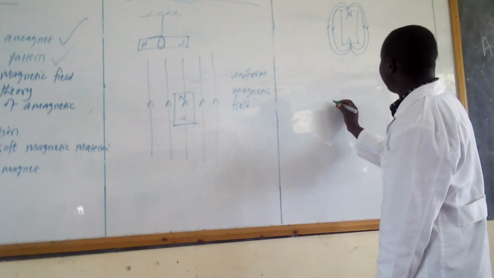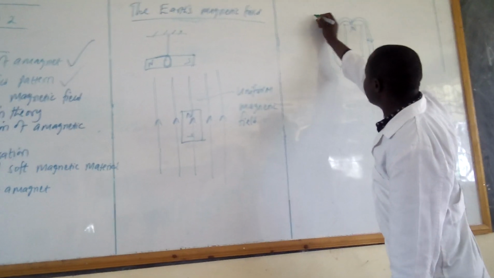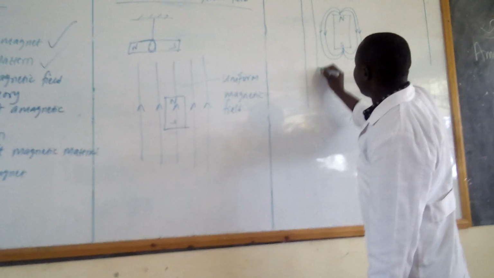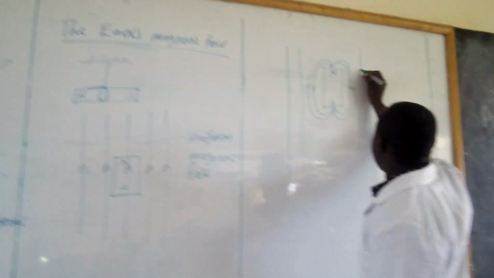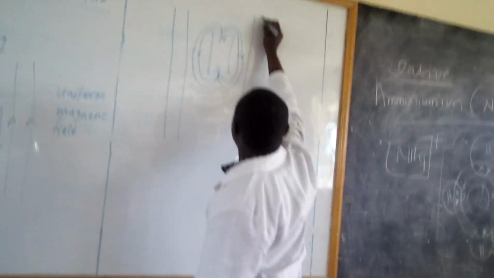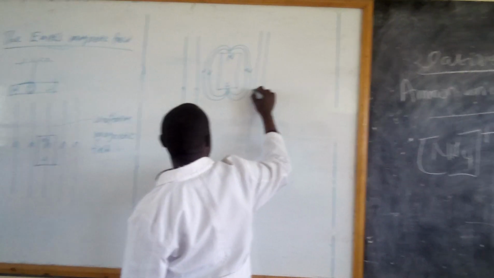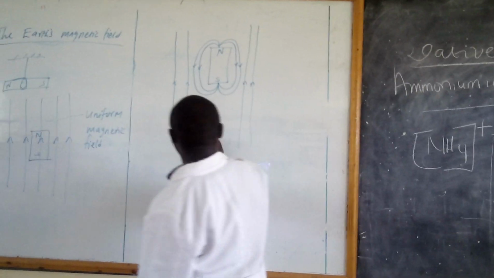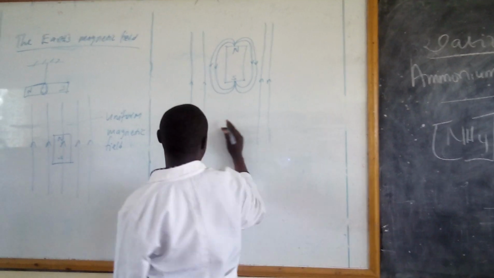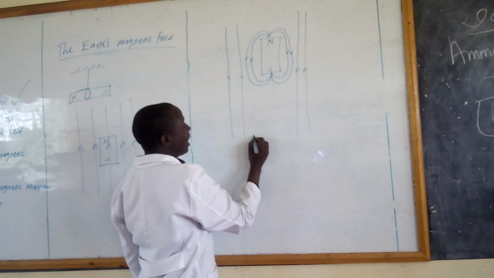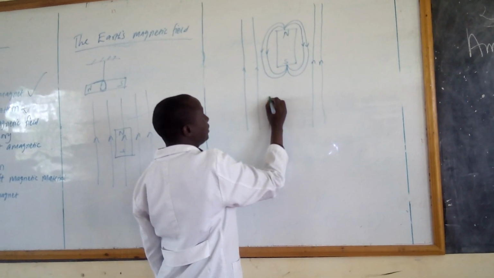So then, if we have now the Earth's magnetic field, which we say is an example of a uniform field, and it is running also upward, like this one here. Okay, because this one is the Earth's magnetic field, it means we shall still be having the magnetic field running like this.